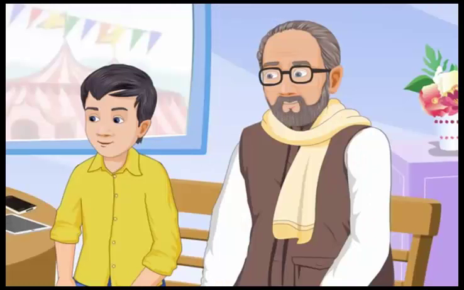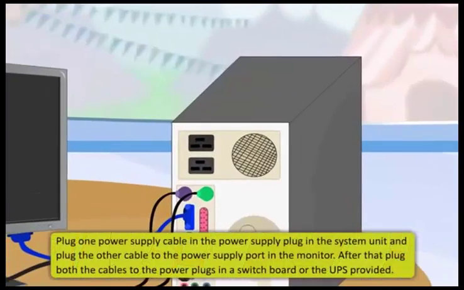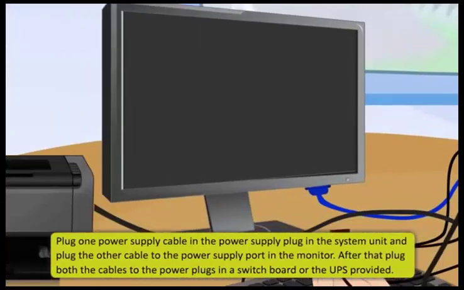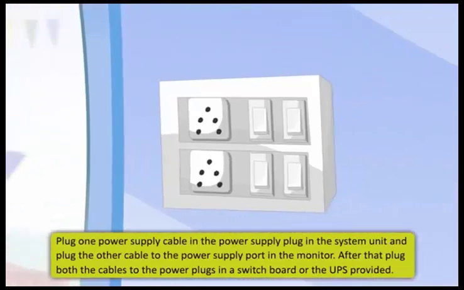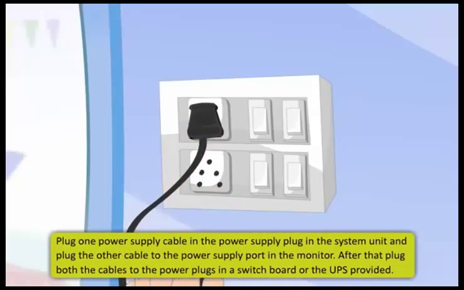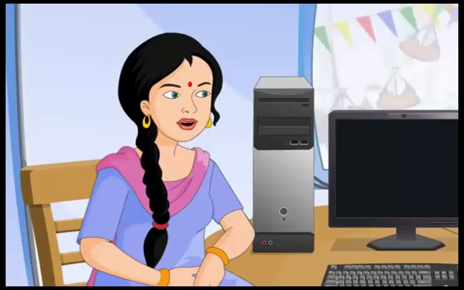Thank you, Geeta. Now, how should we connect the computer to the mains electric board? Simple. A desktop computer comes with two power supply cables. First, plug one power supply cable in the power supply plug in the system unit and plug the other cable to the power supply port in the monitor. After that, plug both the cables to the power plugs in a switchboard or the UPS provided. You can now use the computer.